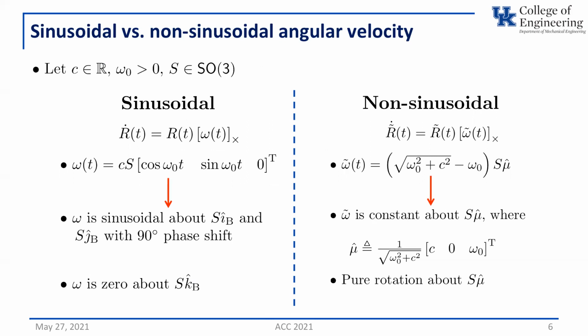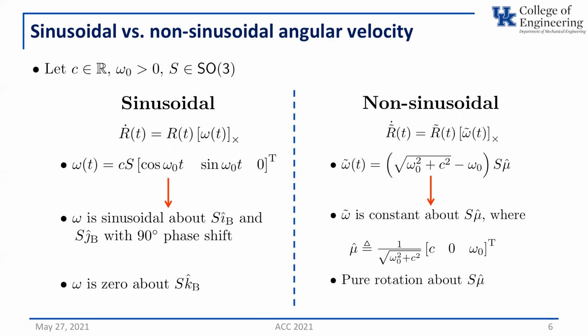We consider two different types of angular velocities in the kinematics. Let c be a real number, frequency omega sub 0 be greater than 0, and let S be a rotation matrix. First, we consider angular velocity with elements that are sinusoidal, but about the orthogonal axes S i hat and S j hat, which are nothing but the axes i hat and j hat rotated by S. These two sinusoidal elements have amplitude c, frequency omega sub 0, and a mutual phase difference of 90 degrees. The element about the third orthogonal axis S k hat is 0.